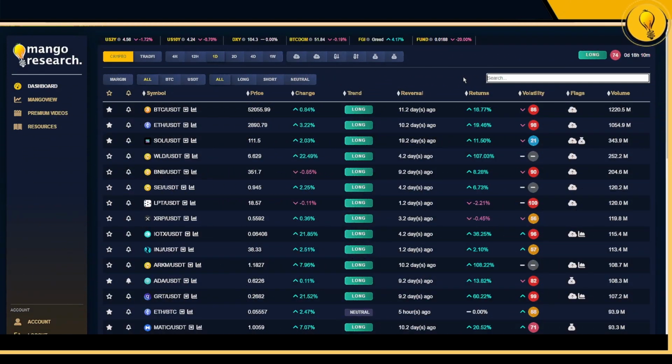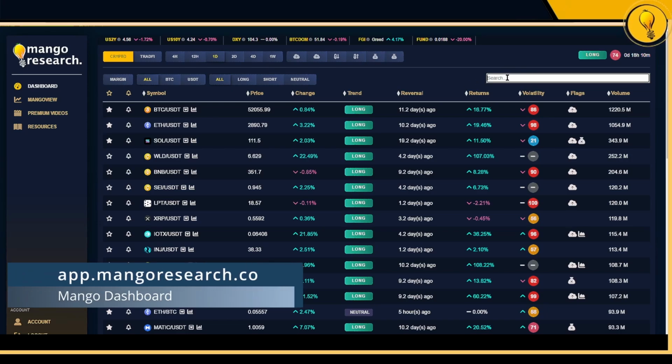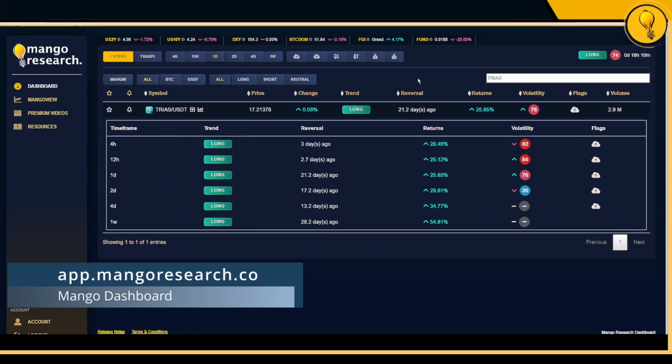We're going to start off with the Mango dashboard. You guys can follow along at app.mangoresearch.co. We're going to filter out Trias, okay? And the reason I like to start off every analysis with the dashboard is because it gives us an overarching view of the trends across all time frames, along with the volatility and any important signals over here that we may miss during our manual analysis, right? So things like bullish divergence, bearish divergence, Ichimoku flags, everything over here, things that you don't want to be missing will be given to you. And it's so easy to miss things when there's so many freaking coins to look at.